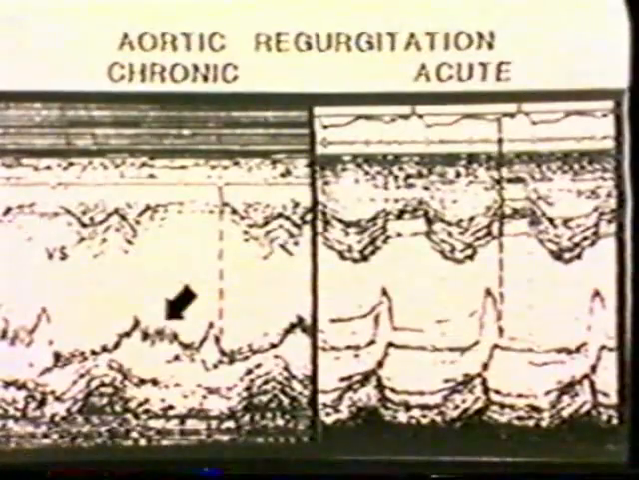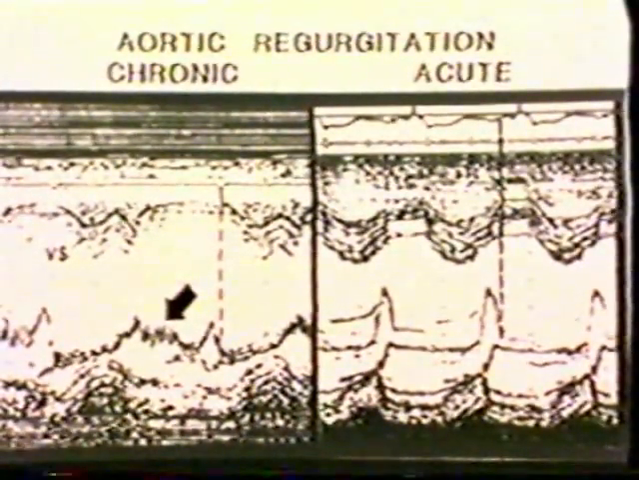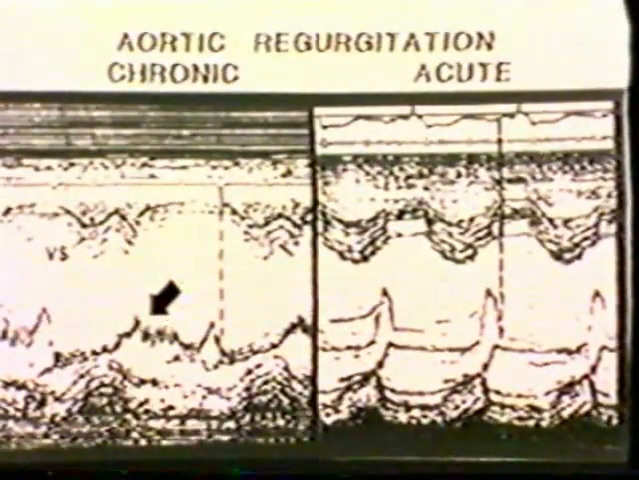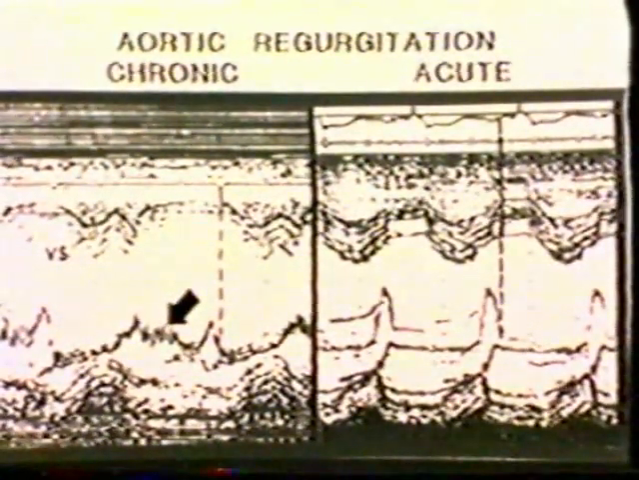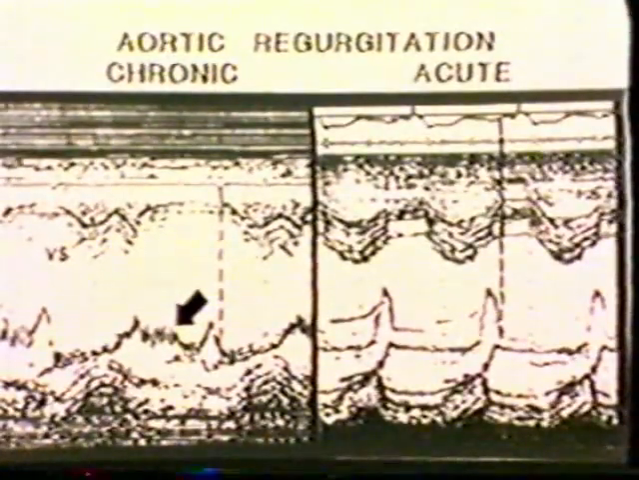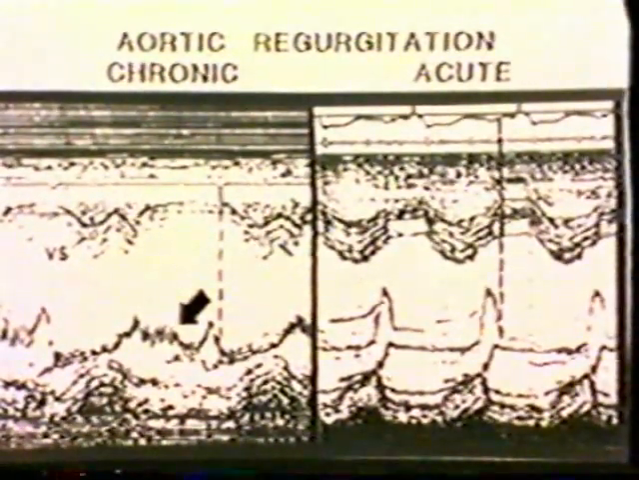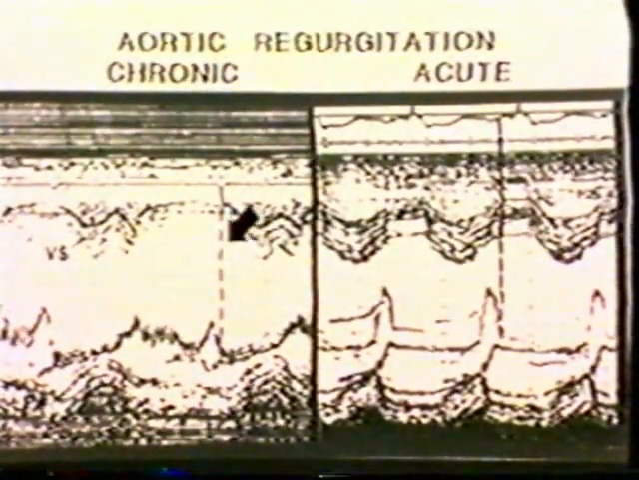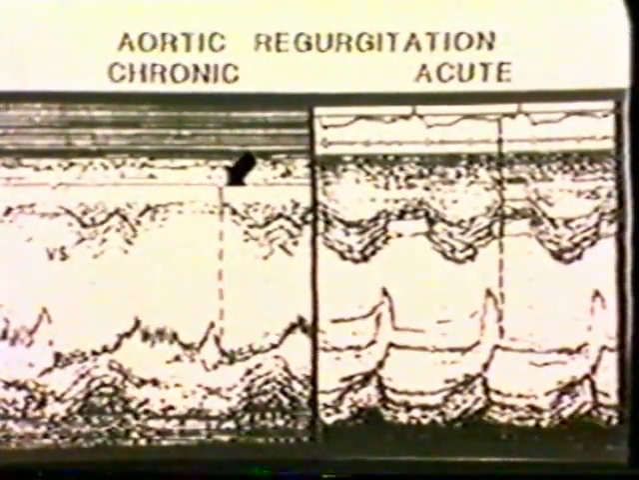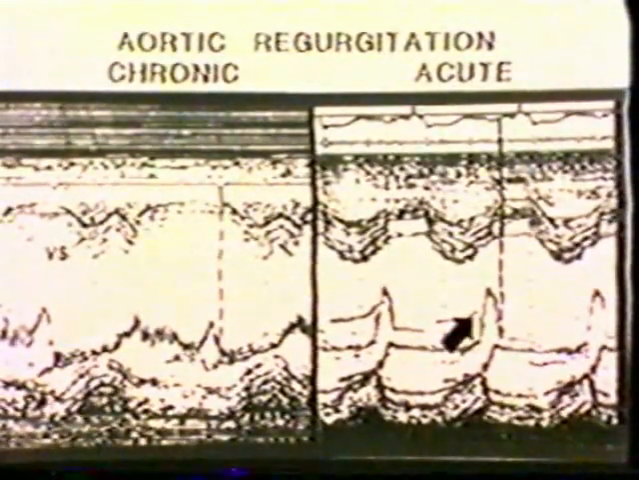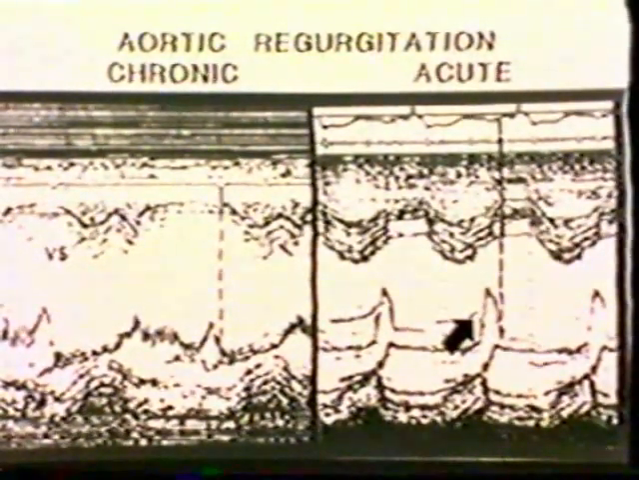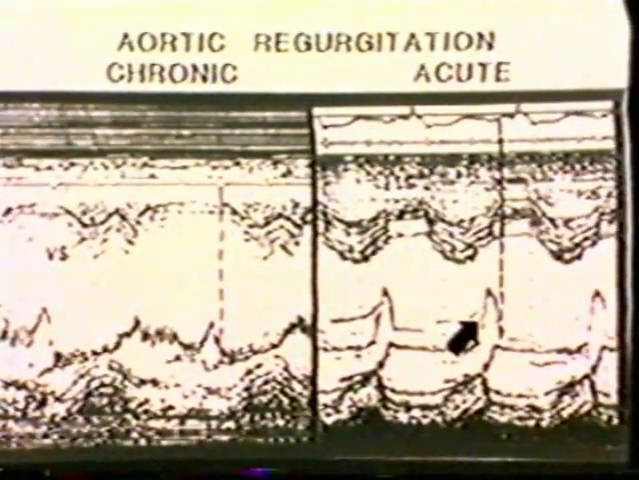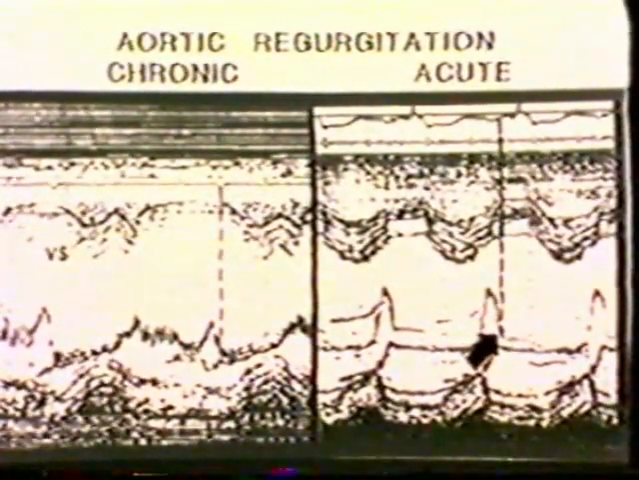This is the M mode from a patient with chronic aortic regurgitation. The jet is directed toward the anterior mitral leaflet, creating diastolic flutter, which is an M mode hallmark of aortic regurgitation. In this case, the mitral valve closes with normal timing, following the onset of the QRS complex. This is a case of acute, severe aortic regurgitation. The rapid and marked rise in left ventricular diastolic pressure has closed the mitral valve prematurely.